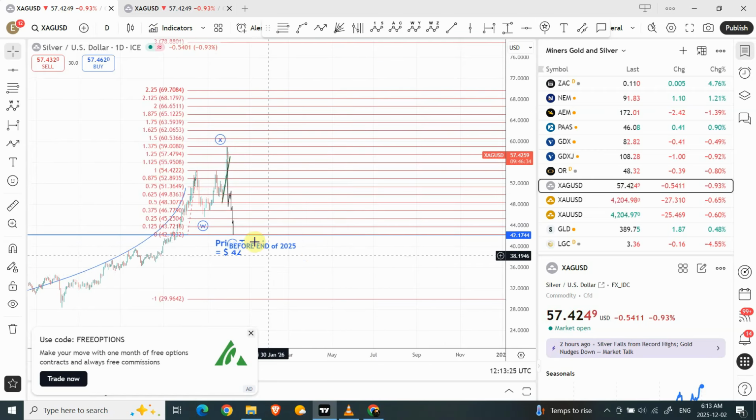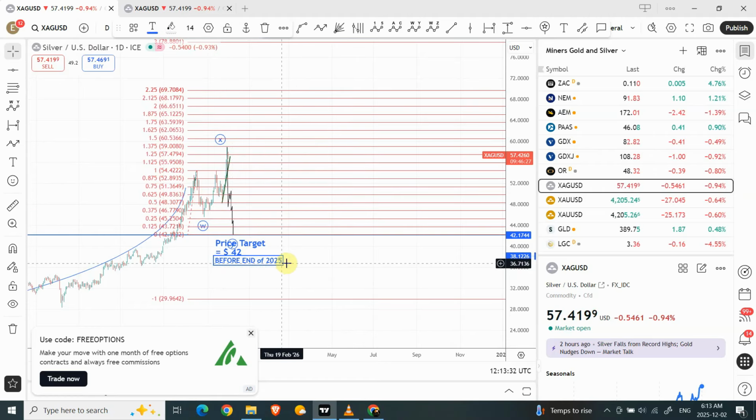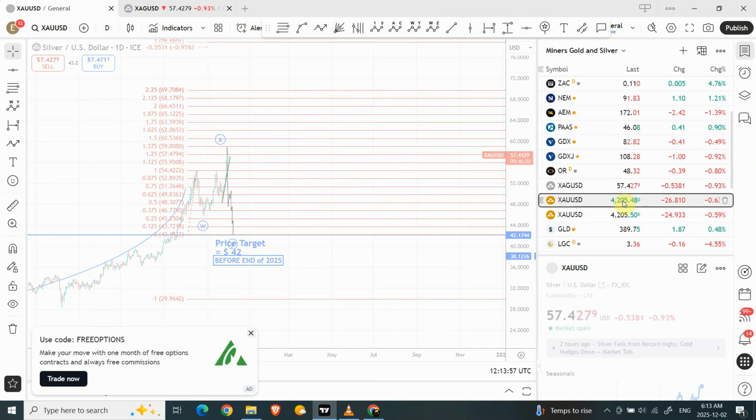What I wanted to show you is that I'm expecting a bottom somewhere close to $42, and I'm expecting that to happen before the end of 2025, which gives us about 4 weeks in total. It might happen before that too, but it at least gives us 4 weeks for the price completion. That tells you how much strong bearish price action we can expect in silver as well. So I think I will go to gold right now, and I'll show you what's happening on gold as well.